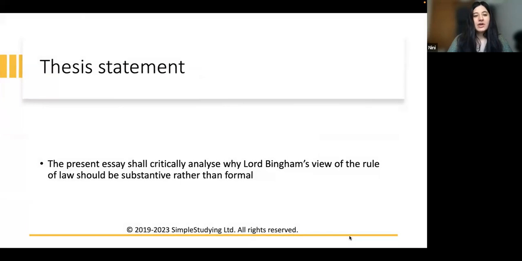Thesis statement: the present essay shall critically analyze why Lord Bingham's view of the rule of law should be substantive rather than formal. So in the thesis statement, you should announce the plan of the essay, what you are going to argue in the essay, and which side of the argument you are going to advocate.